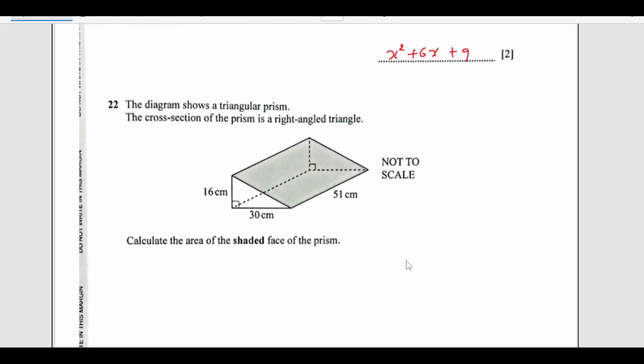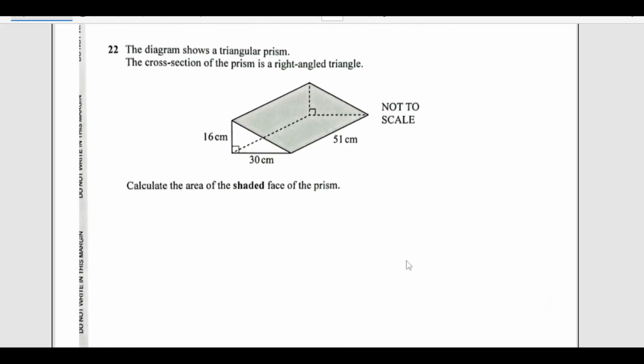Now number 22, the diagram shows a triangular prism. The cross section of the prism is a right angle triangle. Calculate the area of the shaded face. So the area of the shaded face, you can see it's a rectangle. So 51 is there, but we need this width from here, right? So this can be found from the Pythagoras theorem.